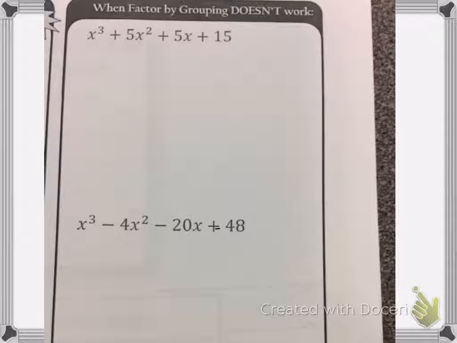All right, so this one says to factor by grouping. And oh, it says, what do we do when factor by grouping doesn't work? Well, that's just a reminder: when that doesn't work, we're going to find the factors of this. So 1 and 48.